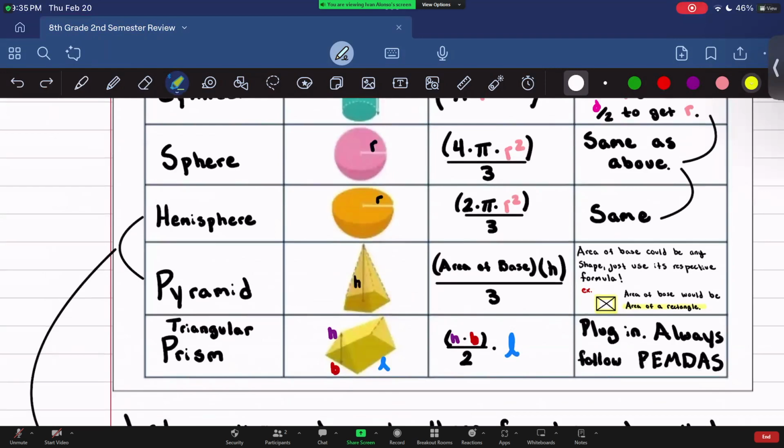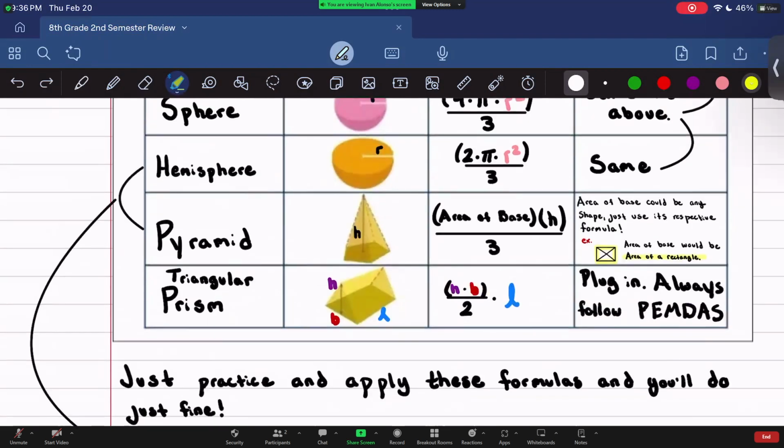And we have a triangular prism. The difference between a triangular prism and a pyramid is that this one always has the rectangular base down here, and then triangles on the other side. The formula for this one is height times base divided by 2, and then once you get that answer, you multiply it by your length. You just plug these in, and you always follow PEMDAS. You guys don't realize how important that is, because if you do height times base times length, and then divide that by 2, you're going to get a completely different answer.